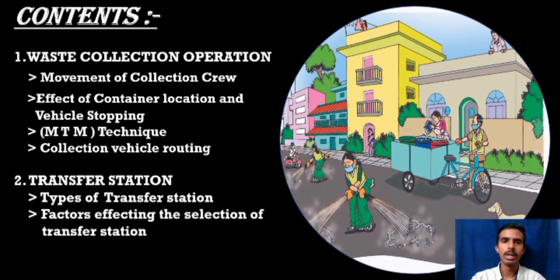Contents that we are going to be covering under the waste management are waste collection operations and transfer stations. Under waste collection operations, there are four subtopics that are movement of collection crew, effect of container location and vehicle stopping, MTM technique, and collection vehicle routings. Under transfer stations, we are going to be learning that what is transfer stations, type of transfer stations, factors affecting the selection of transfer stations.